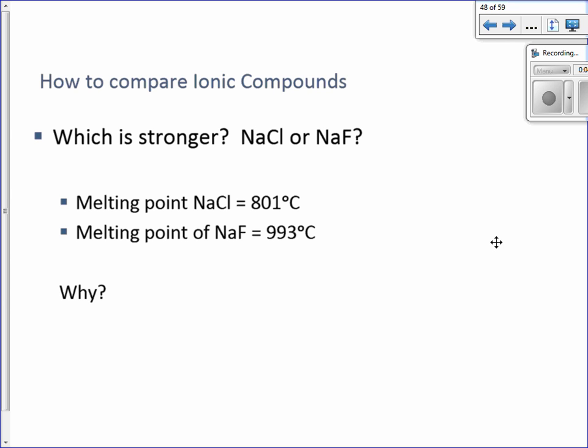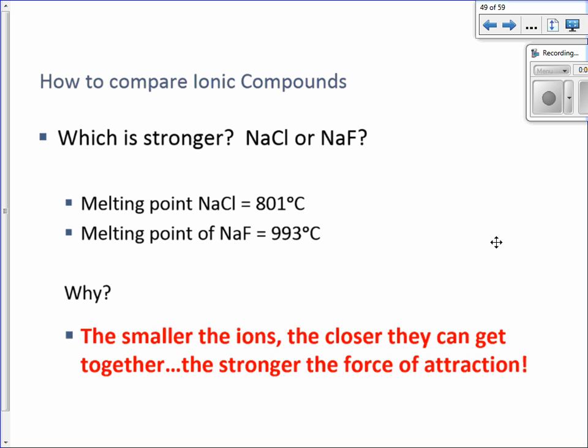Fluorine is a smaller radius, smaller atom, so its distance is going to be smaller. That denominator part is now going to be smaller, so therefore your lattice energy is going to be greater, okay? So the smaller the ions, the closer they get packed together, the stronger the force of attraction. Okay? So keep that in mind when you're looking here.